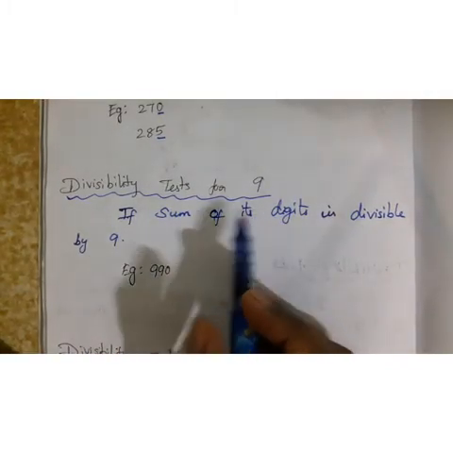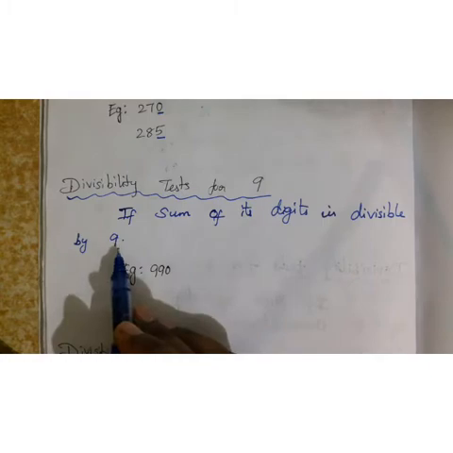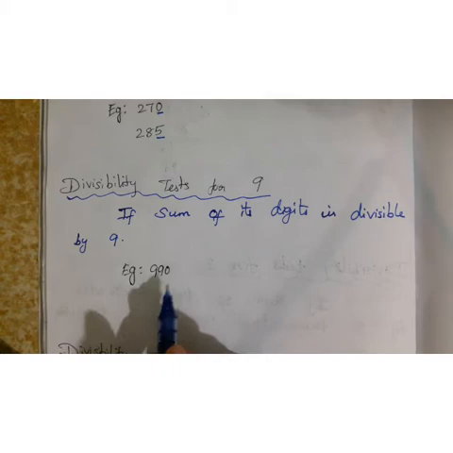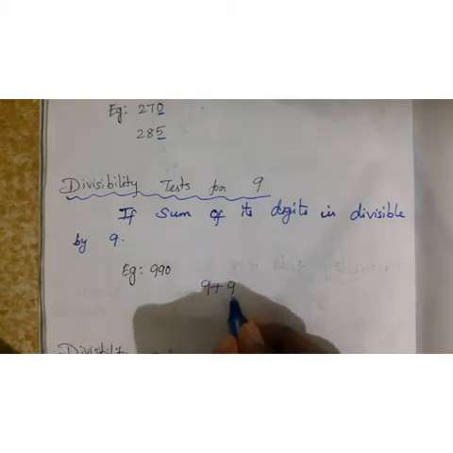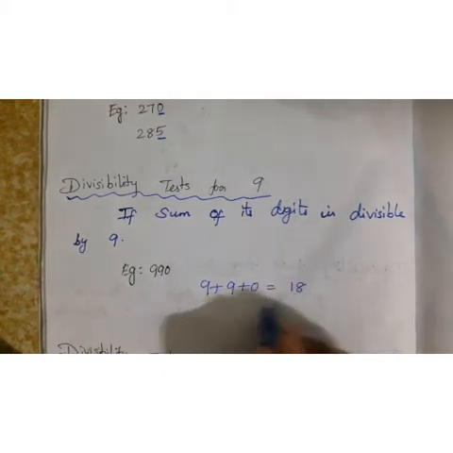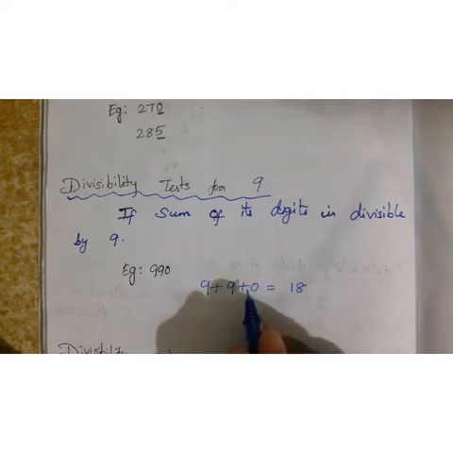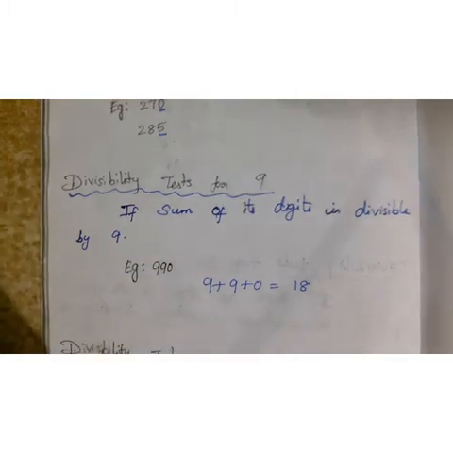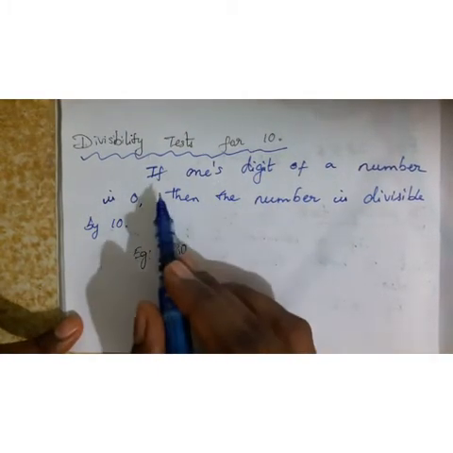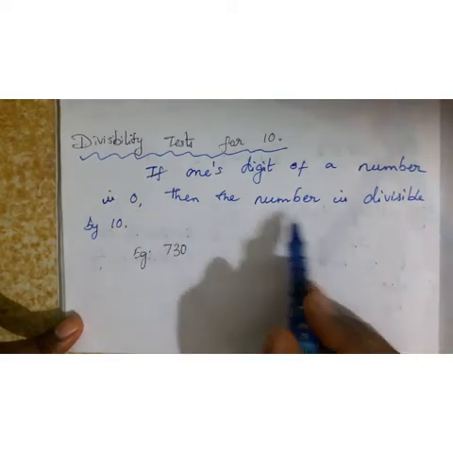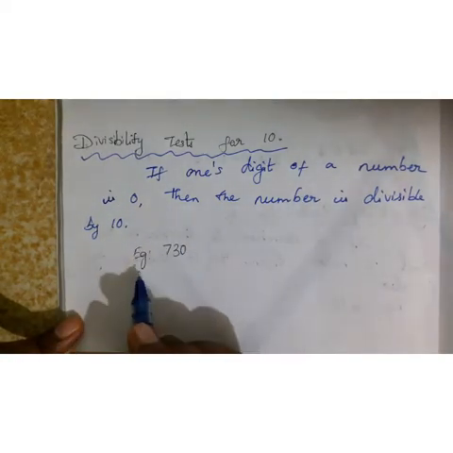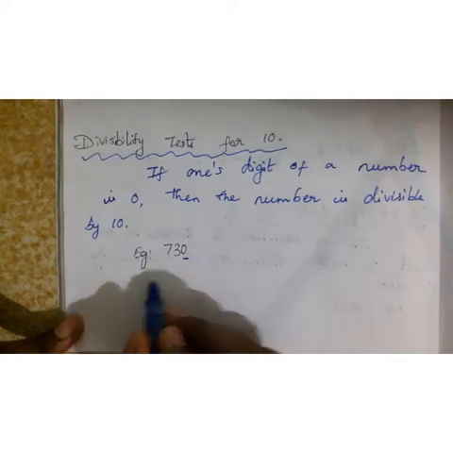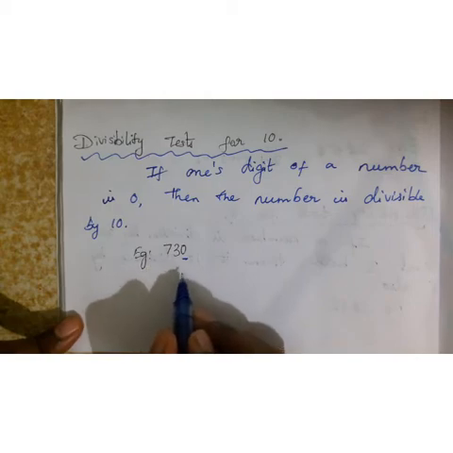Divisibility test for 9. If the sum of its digits is divisible by 9, then the number is divisible by 9. Example: 990. 9 plus 9 plus 0 is equal to 18. 18 is divisible by 9. Hence 990 is divisible by 9. Divisibility test for 10. If the ones digit of a number is 0, then the number is divisible by 10. Example: 730. In 730, the ones digit is 0. Hence 730 is divisible by 10.